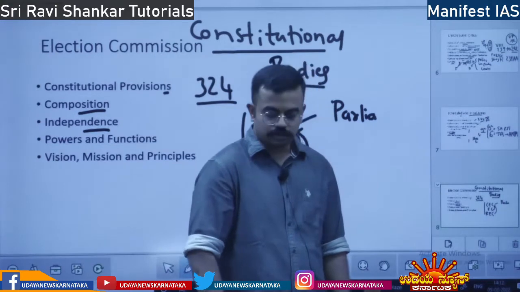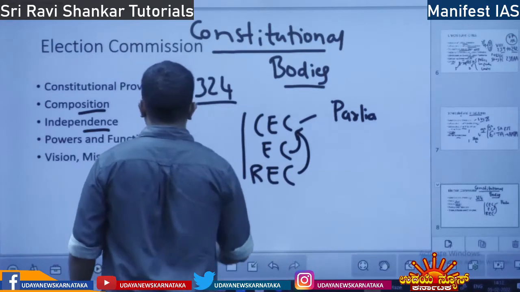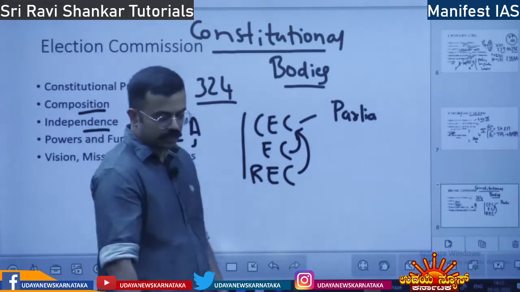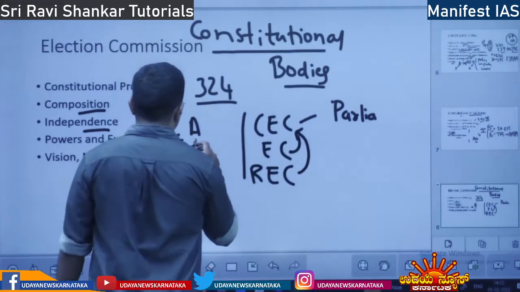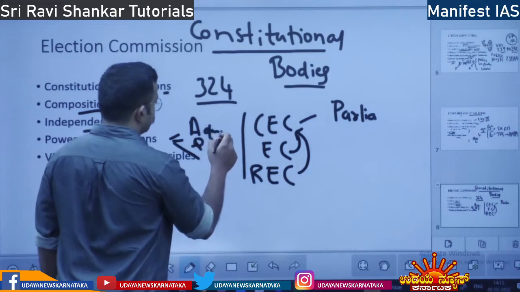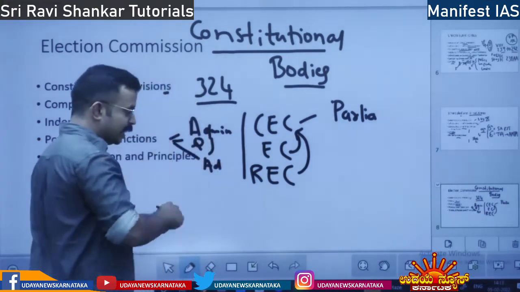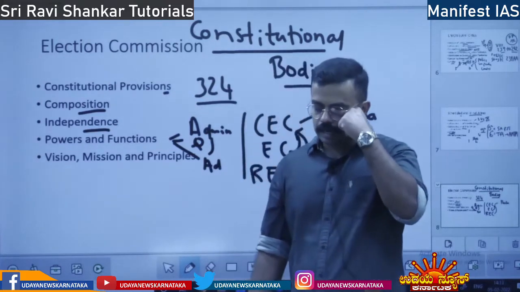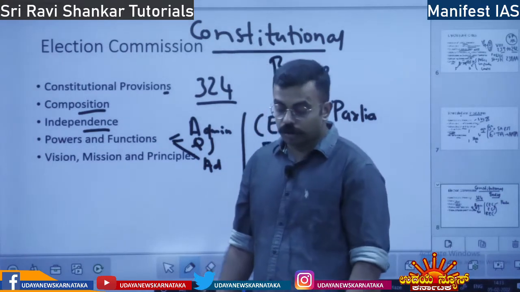Powers and functions. What are the powers and functions of the Election Commission? They can be divided into administrative, quasi-judicial and advisory powers. They don't have complete judicial powers. Administrative means executive powers. Advisory means they advise the President or Governor to take action. And quasi-judicial means to impose penalty on the wrongdoers.